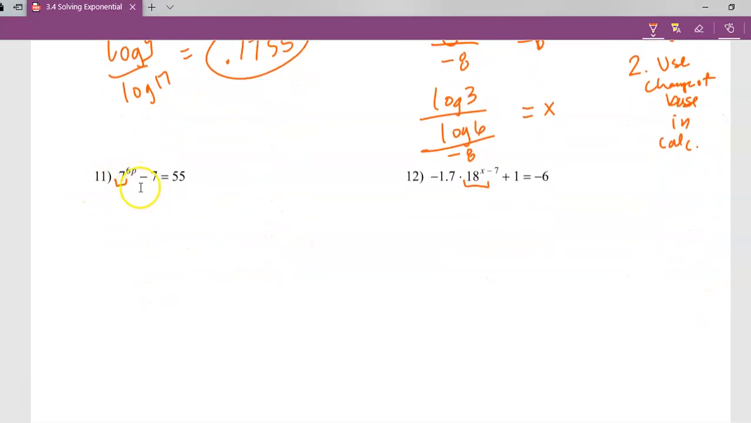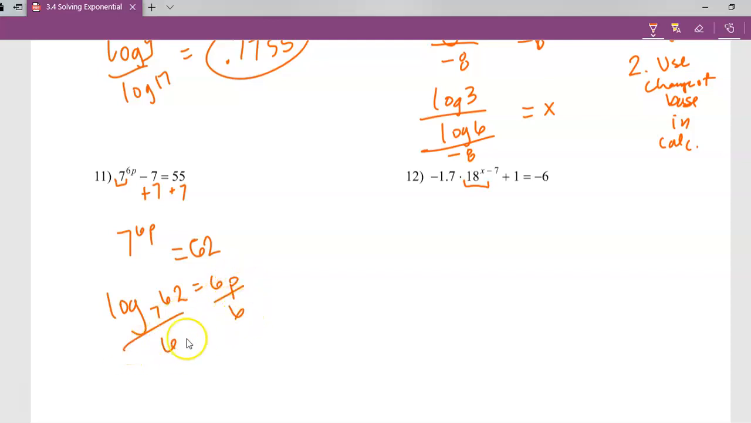All right, so on this one, I have to undo -7 by adding 7 to both sides. So 7 to the 6p equals 62. Is that right? Yep. And then we're going to go ahead and change form. So log base 7 of 62 equals 6p. And then we'll have to divide both sides by 6. So in your calculator, you're going to put log 62 divided by log 7, and then divide that whole thing by 6.